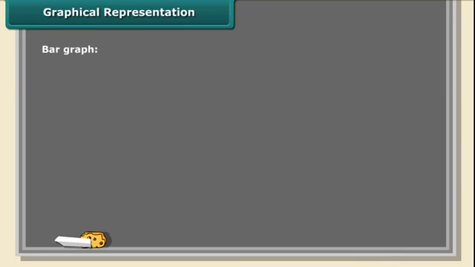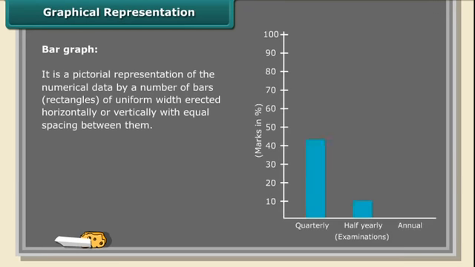Bar graph. It is a pictorial representation of numerical data by a number of bars, rectangles of uniform width erected horizontally or vertically with equal spacing between them. The bar graph shows Divya's performance in the quarterly, half-yearly and annual examinations. It helps us to compare the whole year's performance.